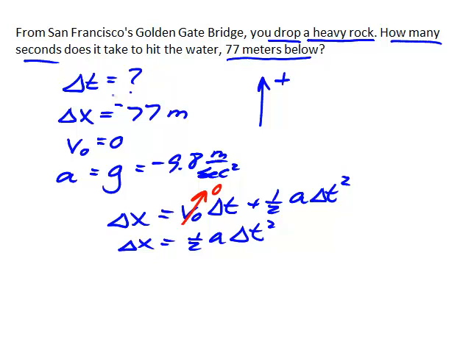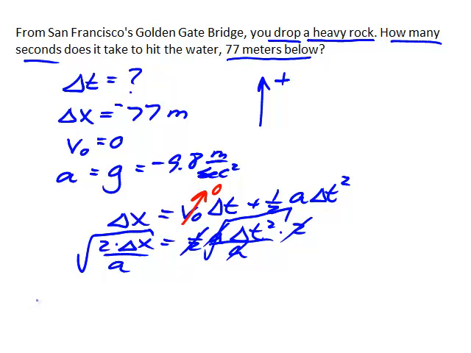Now we are trying to find delta t, so we need to solve this equation for delta t. Let's multiply both sides by 2. That gets rid of the half on the right-hand side. Divide both sides by a. That gets rid of the a on the right-hand side. And take the square root of both sides. So we are left with delta t is equal to the square root of 2 delta x over a.